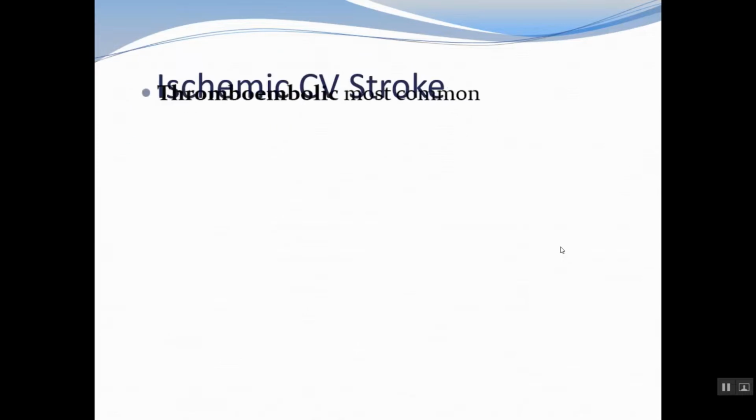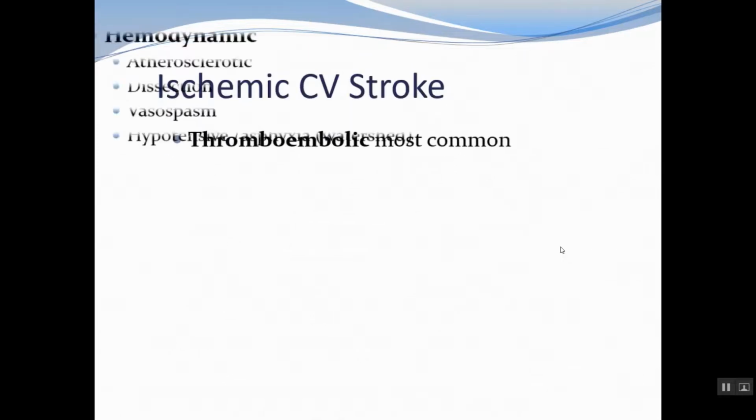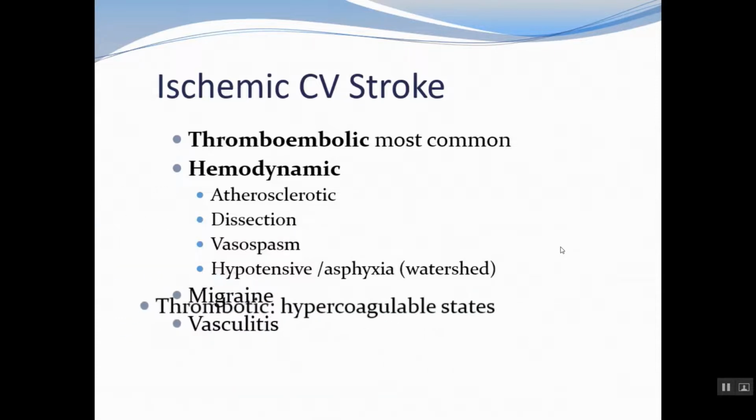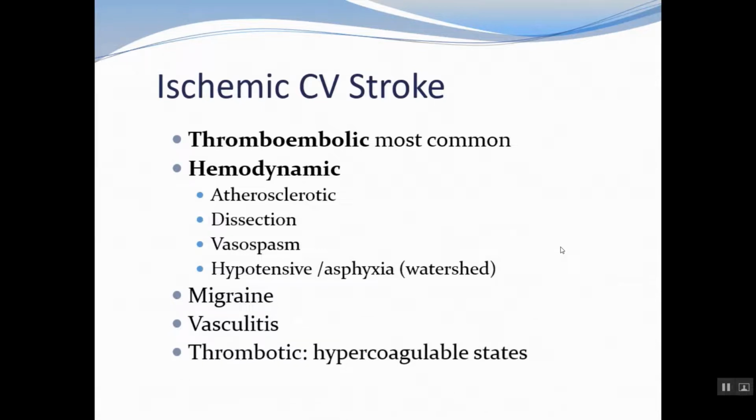In ischemic stroke, thromboembolic is the most common. The pathophysiology includes atherosclerotic changes in the vessel, dissection, subintimal dissection, and then vasospasm, hypotension, or asphyxia. It may be associated with migraine. Vasculitis may induce thrombosis in hypercoagulable states.